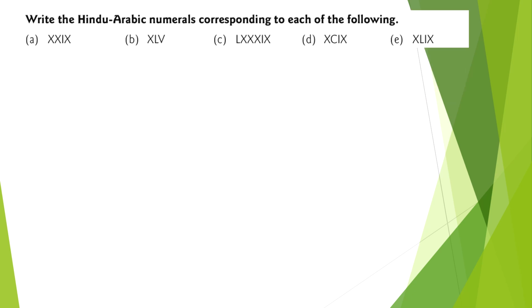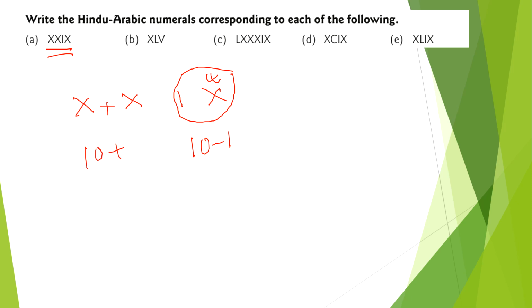box. Next, we are going to find the Hindu-Arabic numerals corresponding to each of the following. That means we have to convert them into Hindu-Arabic numerals. Let's start with this. So this is X, X, I, X. Now whenever I is there, please pay attention to whether the next letter is bigger or not. Now you see the next letter is bigger. That means these two are together. You will subtract them, 10 minus 1. But here you will add the rest. So 10 plus 10 is 20. 20 plus 9, that's your 29. So this number is 29.